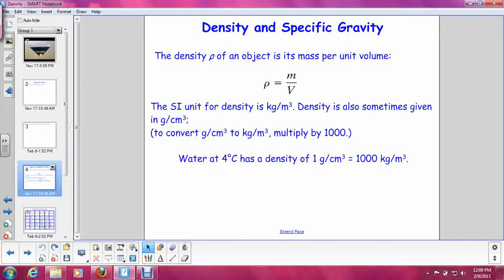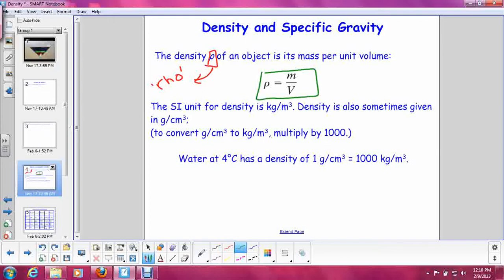So density. In physics, we represent density with this little symbol. It's like a squiggly P, and this is the Greek letter rho. Anytime you see a squiggly P like that, it's rho and it means density. And hopefully from chemistry, you all remember that the density of an object can be calculated by dividing mass by volume.